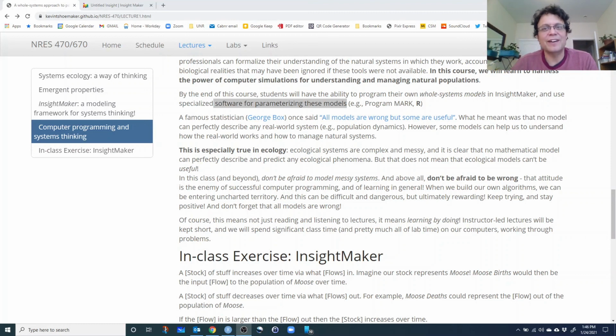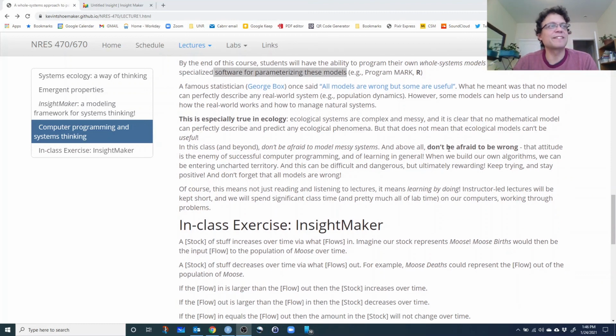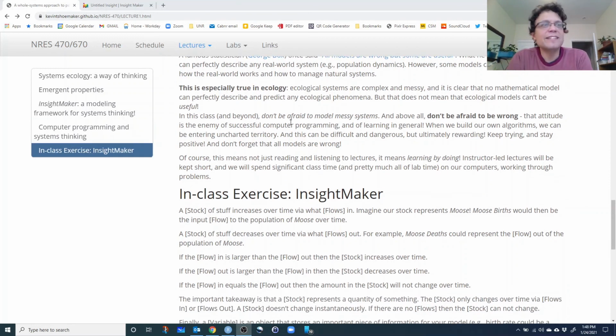Let me just say one thing about modeling. This is a famous quote by a famous statistician called George Box. He once said, "All models are wrong, but some are useful." And I think that's a good place to start when we talk about modeling, because really, when it comes down to it, models are simplifications of complex real-world systems. So in this class, don't be afraid to be wrong, because we're modelers and all models are wrong to some extent. So don't be afraid to be wrong.